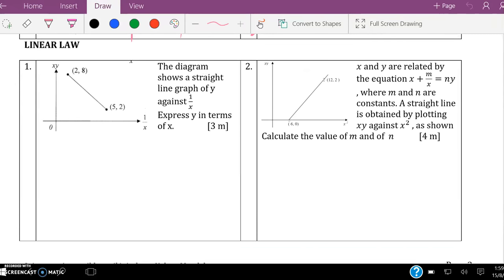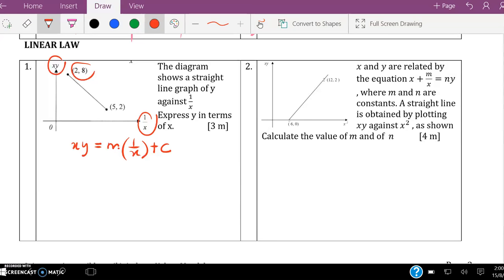What is necessary in linear law is to identify the correct y-axis and x-axis, and then rewrite it as xy equals m bracket 1 over x plus c. Now, since this question only wants you to express y in terms of x, you have to rebuild the equation using the information given.